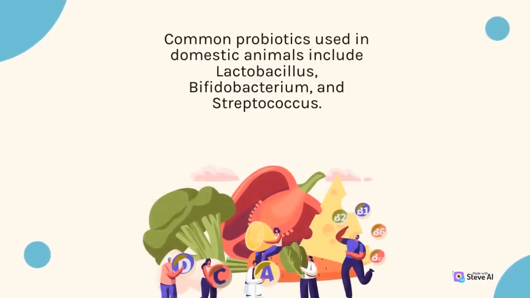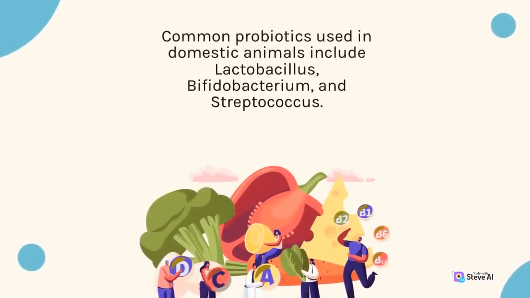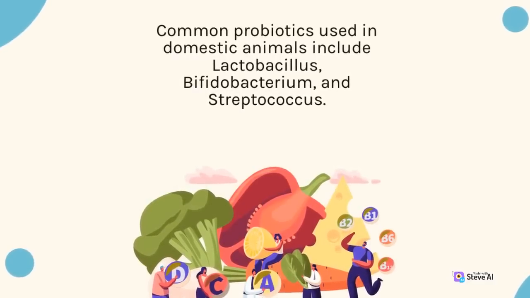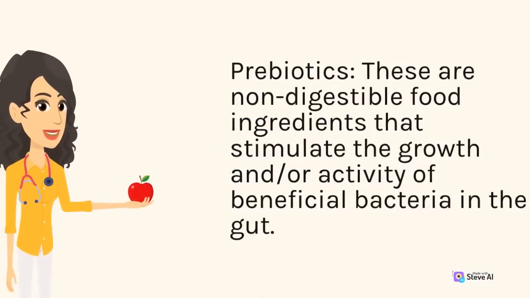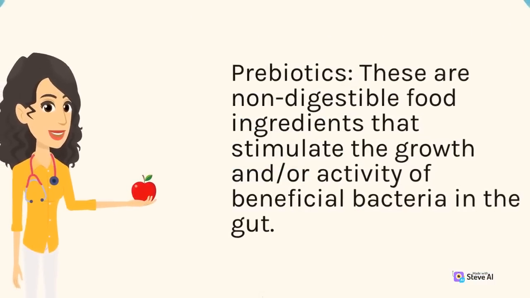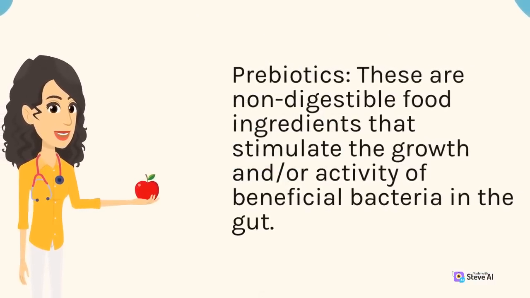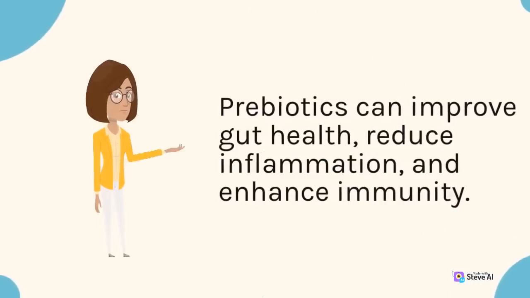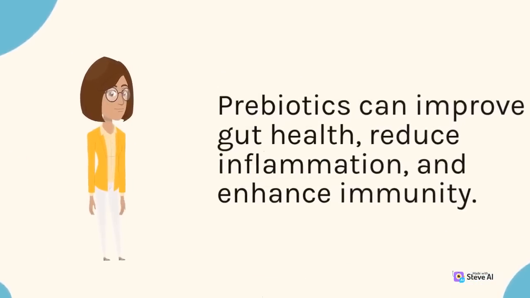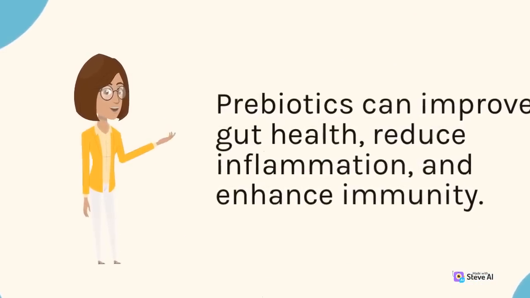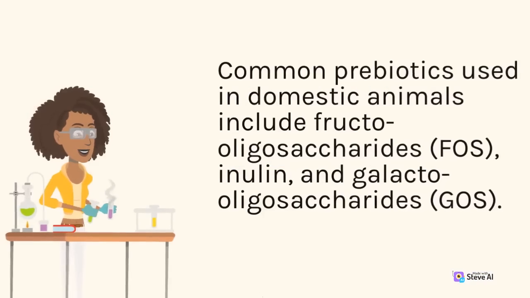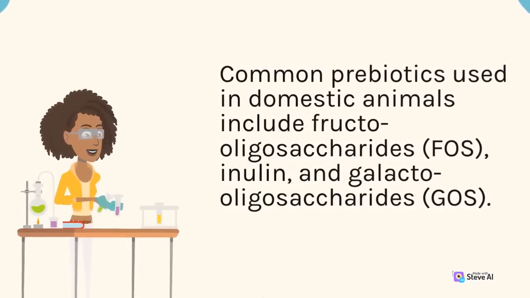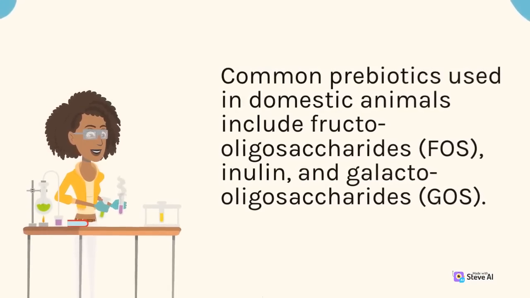Common probiotics used in domestic animals include Lactobacillus, Bifidobacterium, and Streptococcus. Prebiotics. These are non-digestible food ingredients that stimulate the growth and/or activity of beneficial bacteria in the gut. Prebiotics can improve gut health, reduce inflammation, and enhance immunity. Common prebiotics used in domestic animals include fructooligosaccharides, FOS, inulin, and galactooligosaccharides, GOS.